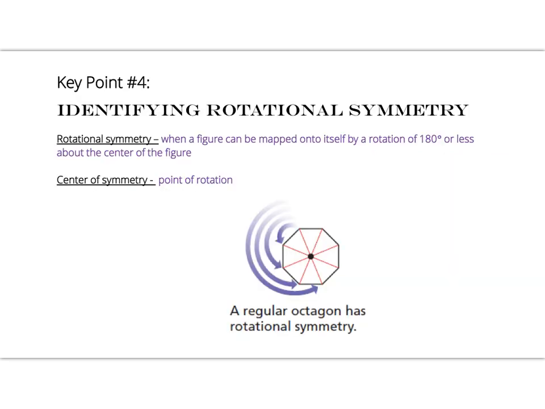All right, our final key point for rotations is identifying rotational symmetry. Rotational symmetry is when a figure can be mapped onto itself by a rotation of 180 degrees or less about the center of the figure. And then that point of rotation is known as our center of symmetry.